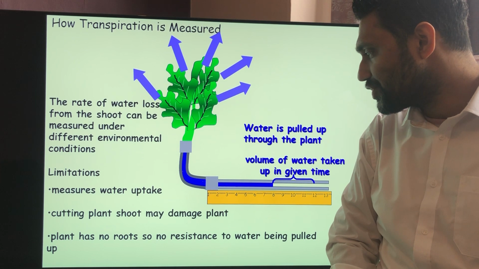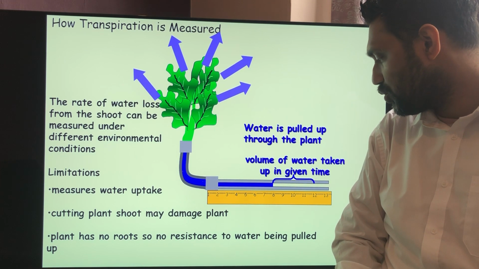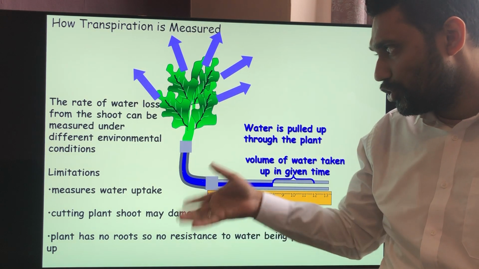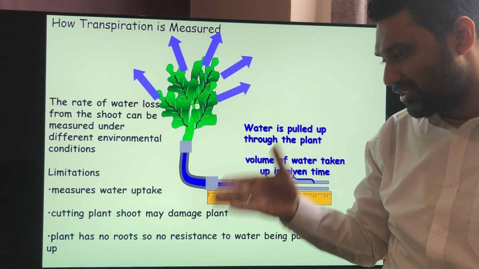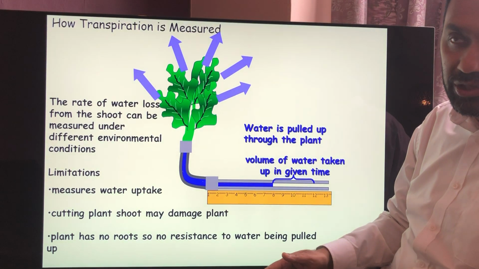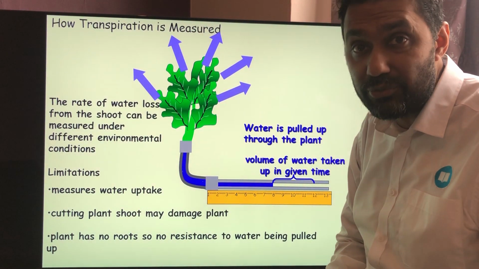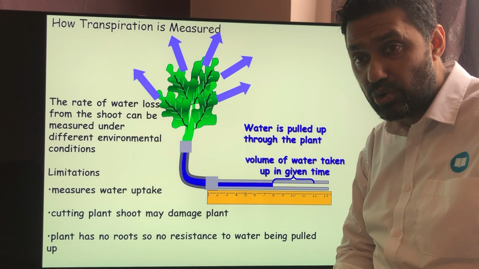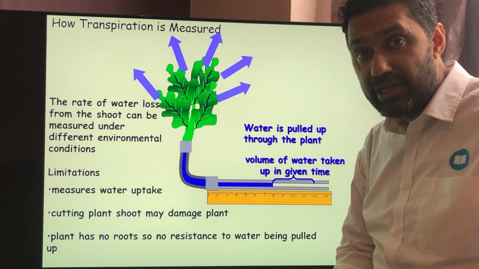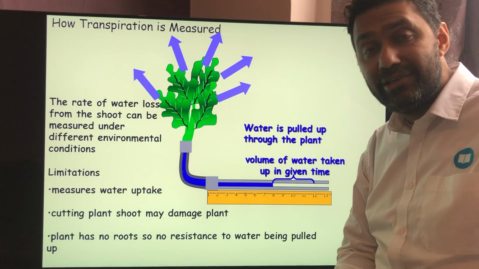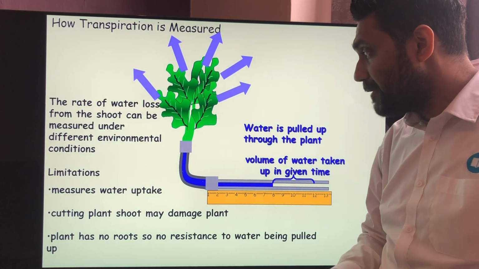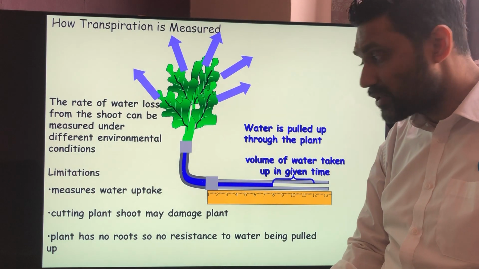Plants have no roots, so no resistance to water being pulled up. Now, this plant doesn't have any roots. Usually, if we're trying to measure the rate of transpiration, if you want to compare it to what a real plant's doing, well, the real plant's going to be in the soil. So if it's in the soil, then the water's being drawn through the roots, and therefore there's going to be some resistance there. It's not going to be pulling it up as fast as it is here, because it's got no resistance here, because there's no roots, you cut them off.